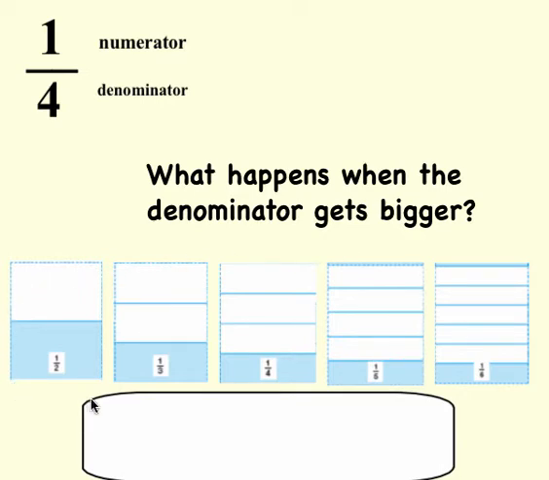Each card has some blue in it and some white in it, and then it has a fraction. So we have the fraction 1/2 right here, and then we have 1/3, we have 1/4, we have 1/5, and finally we have 1/6. I want you to take just a minute to think about this question. What happens when the denominator, number on the bottom, gets bigger?